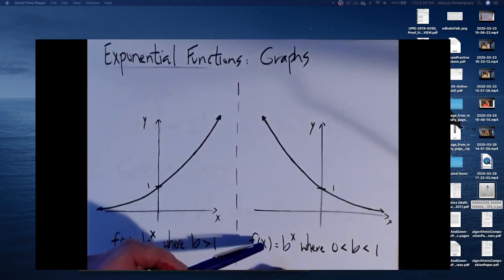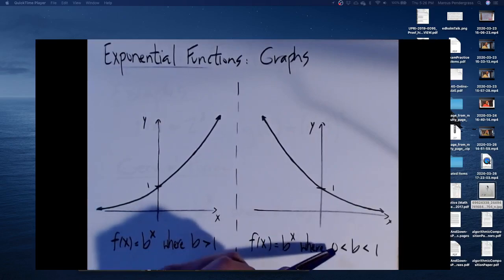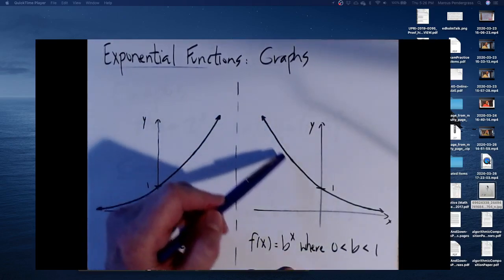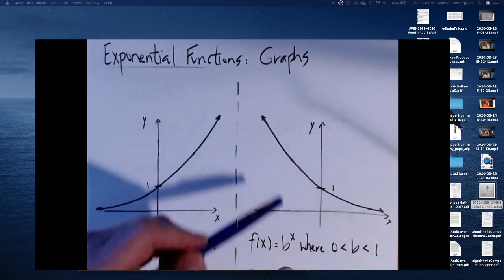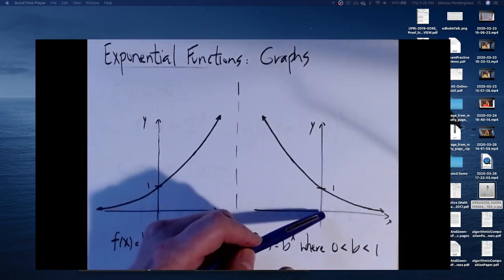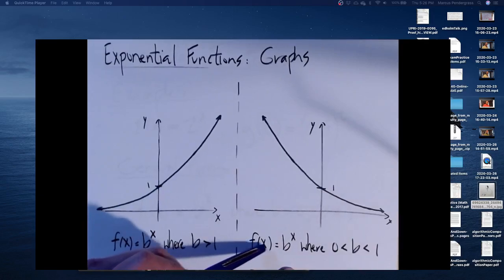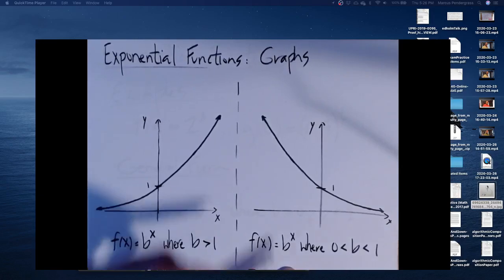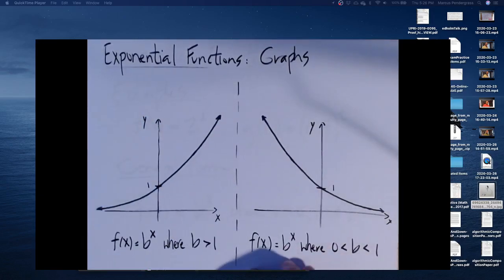On the right, you see the graph of b to the x, where b is between 0 and 1. And now it sort of reverses. Now it's a decreasing function. Of course, when x equals 0, you still get f of 0, b to the 0 is 1, because again, anything to the 0 power is 1. But now we have a decreasing function.